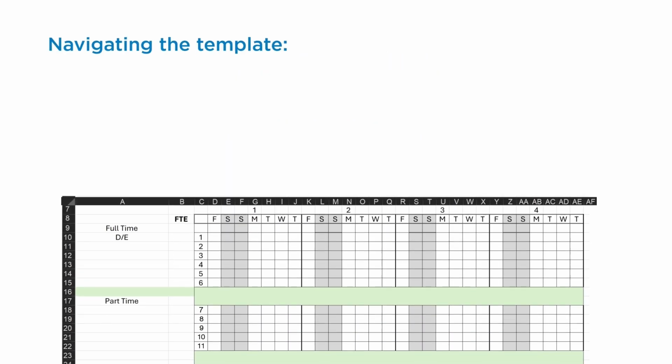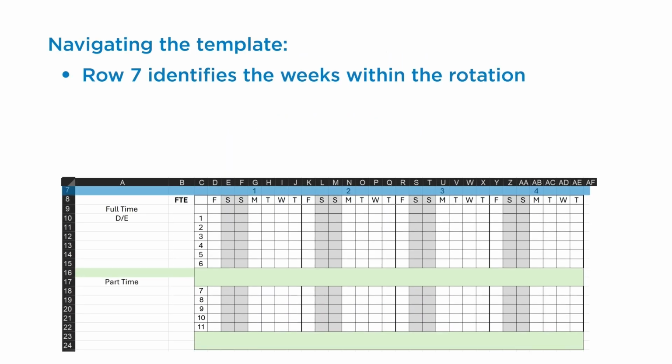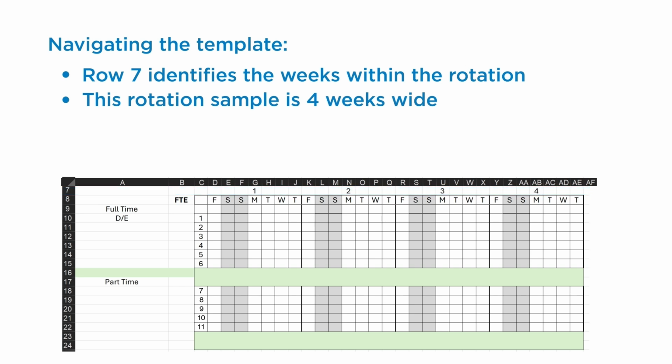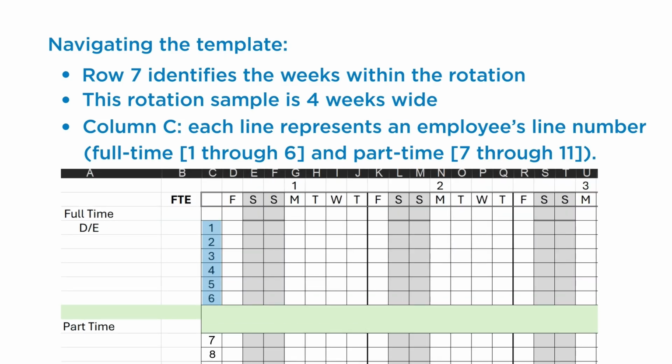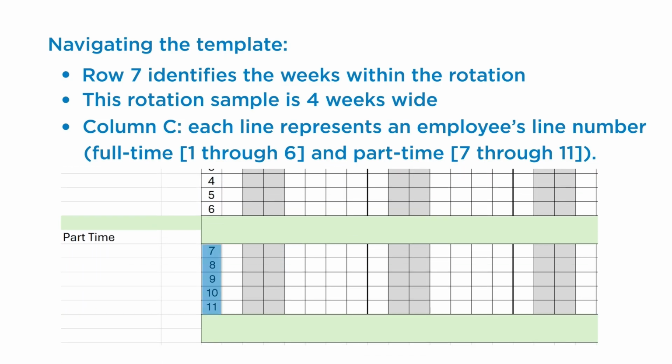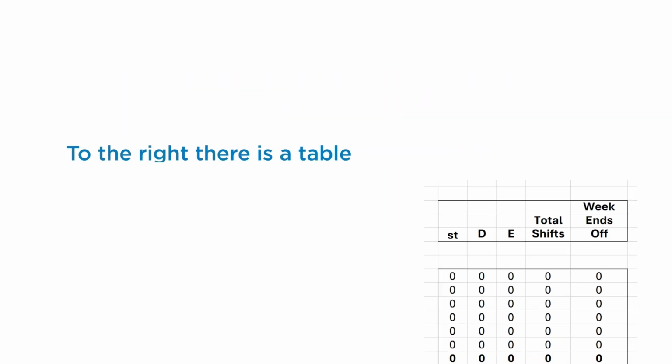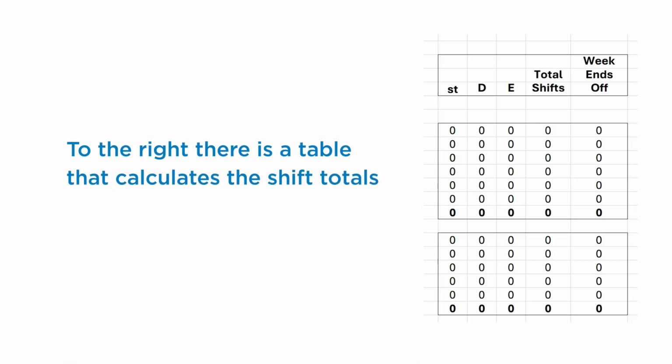Navigating the template. Row 7 identifies the weeks within the rotation. This rotation sample is 4 weeks wide. Column C, each line represents an employee's line number. Full-time 1 through 6, and part-time 7 through 11. To the right, there is a table that calculates the shift totals once the rotation is complete.